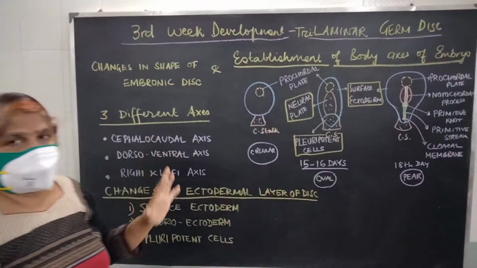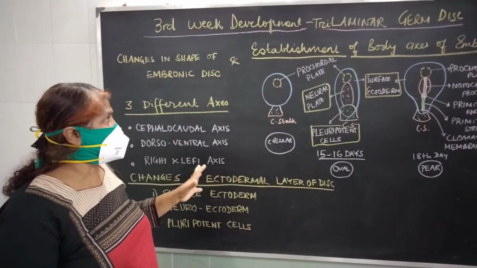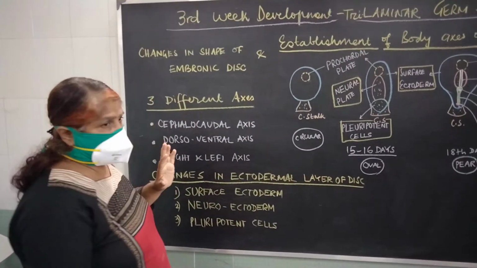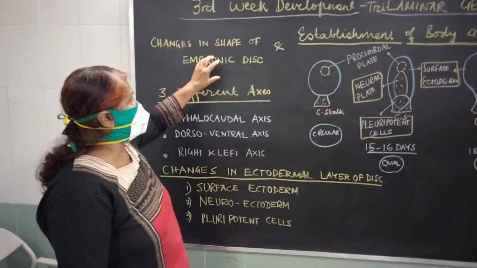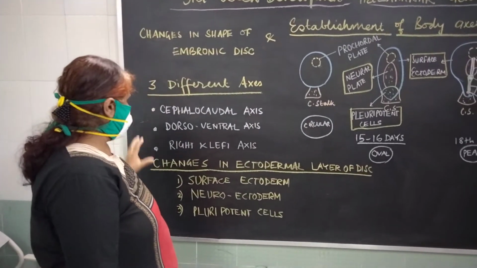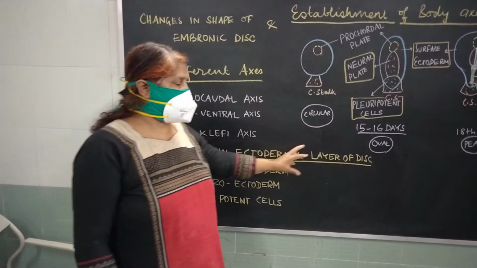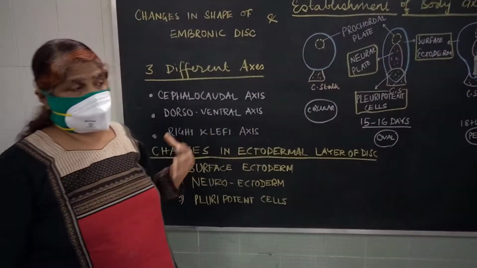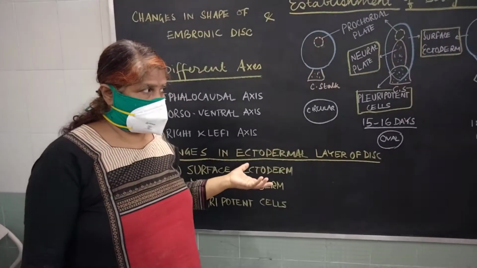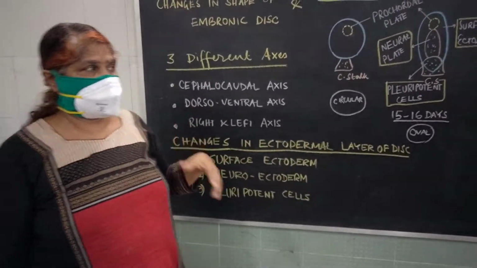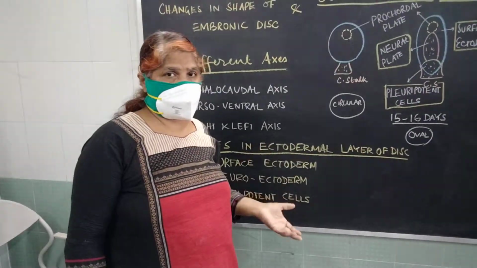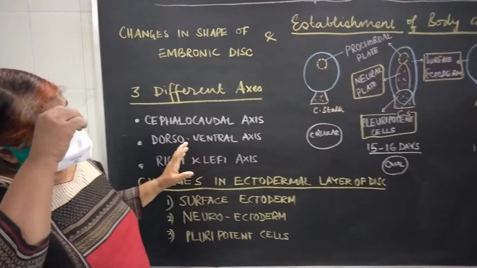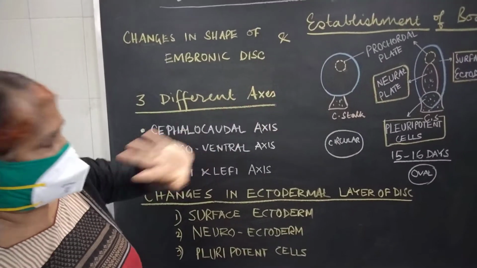Before going into trilaminar germ disc formation, we need to know some changes which are occurring in the third week of development. What are these changes? First is a change in the shape of the embryonic disc and the changes in the ectodermal layer of the disc. I already told you there are two layers, one is epiblast cells, one is hypoblast cells. Hypoblast cell is the columnar cell, that is the ectodermal cell, and the epiblast cells, they are cuboidal cells, they are the endodermal cells. Now these changes will occur before the trilaminar germ disc is being formed.